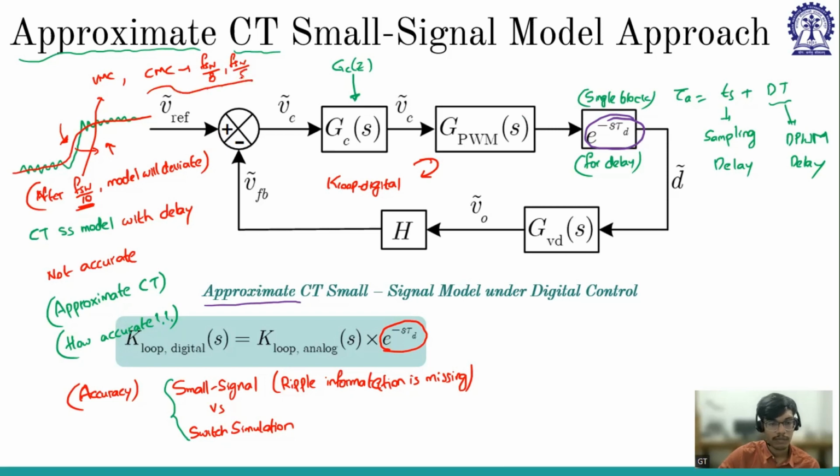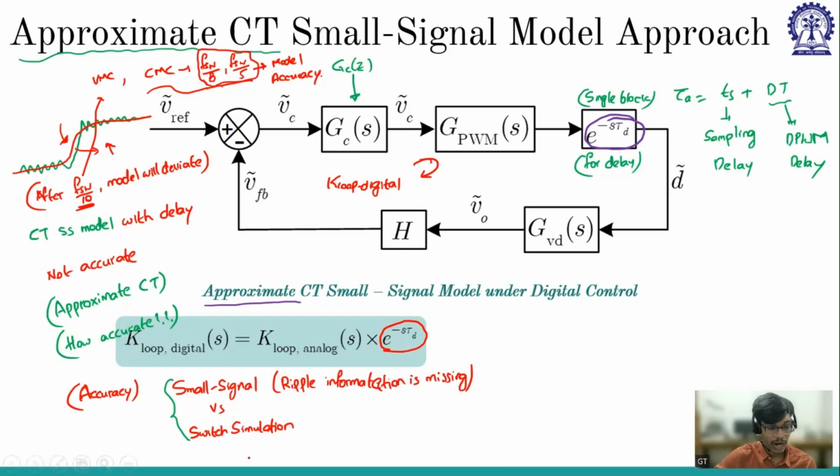So everything comes from the model accuracy. You have to see whether the model is accurately matching or not. Sir has shown that the current mode control small signal model is quite accurately matching with the switch simulation until this frequency. So we can consider that small signal model until this point, and hence we can design the controller. So it is coming from the model accuracy issue.